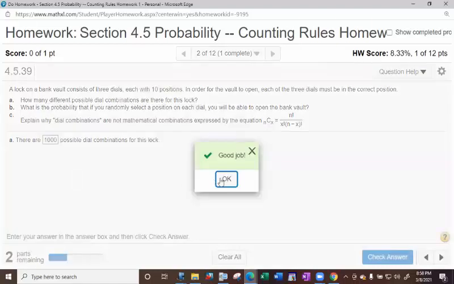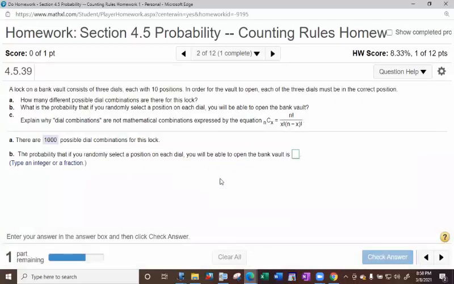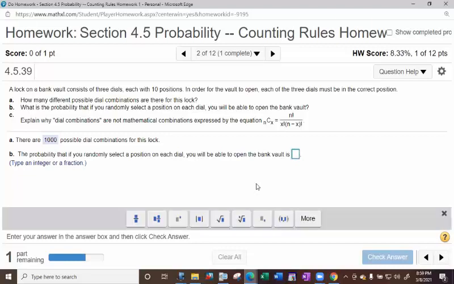Wonderful. What is the probability that you open that bank vault in one try? Well, of course, this assumes the obvious: there is only one right combination. Okay. It would just be 1 out of 1,000.